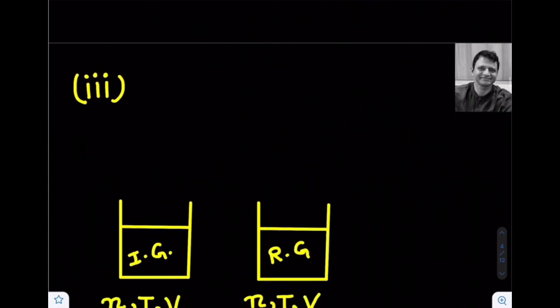Now we are going to discuss the third way to represent compressibility factor. Here we are writing compressibility factor in terms of pressure. So compressibility factor can be defined as pressure of real gas upon pressure of ideal gas. When we are comparing the pressure of real gas with pressure of ideal gas, we are comparing under the same condition of number of moles, volume and temperature. So number of moles, volume and temperature for real and ideal gas will be the same.